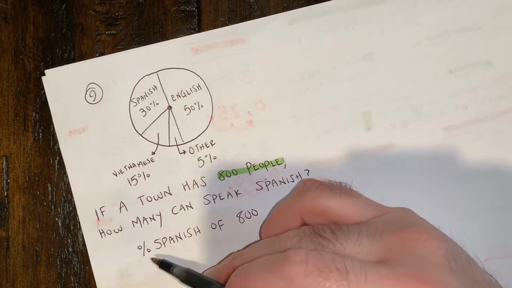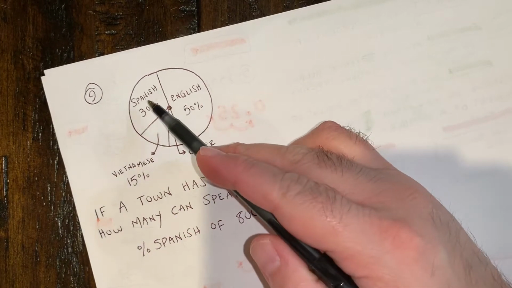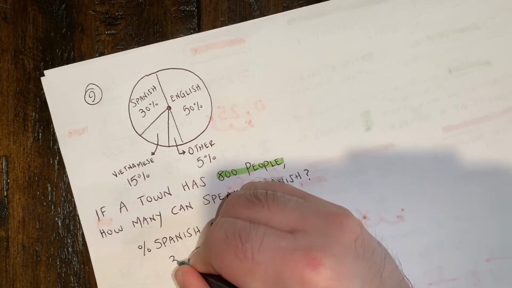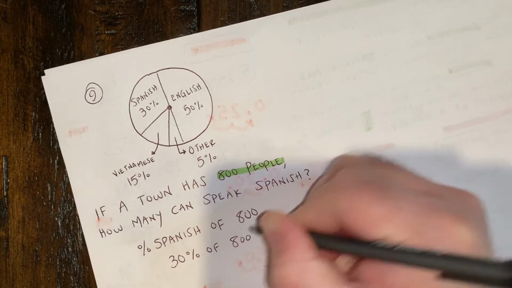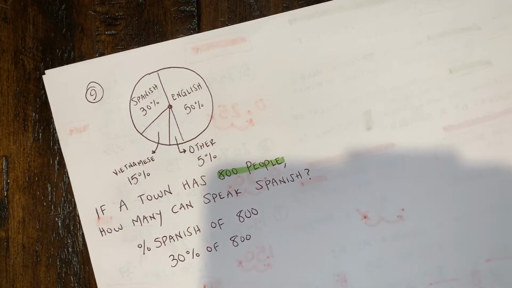So where do I get this percentage? You're going to look at the pie chart. You know that 30% speak Spanish, so that means that 30% of 800 is what I'm doing. Now you have learned how to solve this as a fraction, and you have learned how to solve this as a decimal. So I'm letting you choose whichever method you want to solve this.